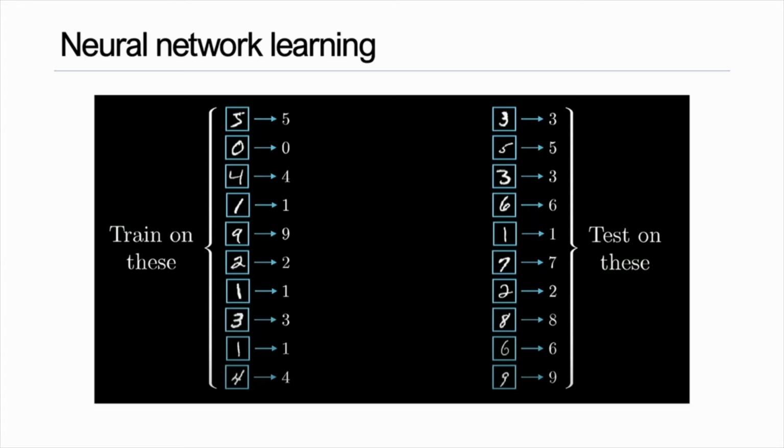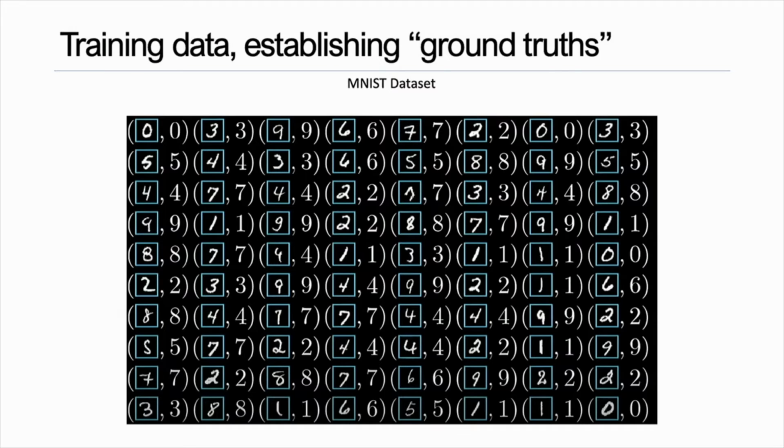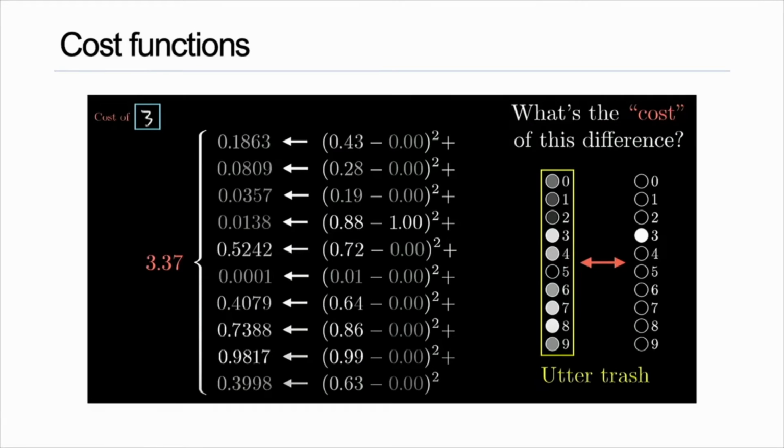And then after it trains on this data set, we'll give it a separate data set called the testing data set, the validation data set, to see how well it actually performs after training on this one. So the most common data set people use for this particular application is called the MNIST data set. And it's a large collection of these handwritten messages with the correct number that corresponds to them.